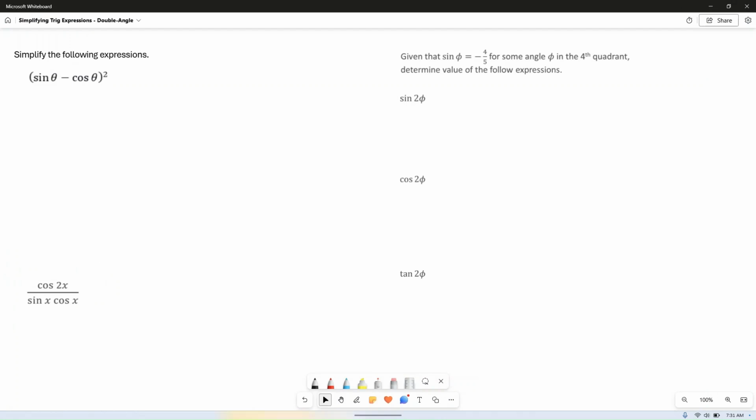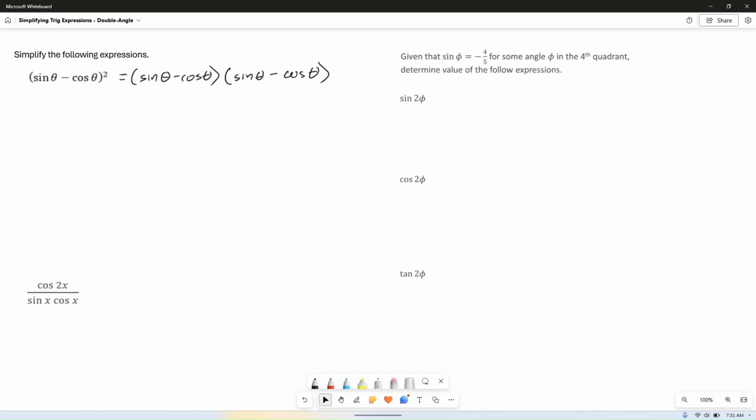Let's look at simplifying some trig expressions involving double angle identities. For our first example, we want to take the quantity sine of theta minus cosine of theta, all squared. When we see something being squared, that means we're multiplying it by itself. So I have the sine of theta minus cosine of theta times the sine of theta minus cosine of theta.